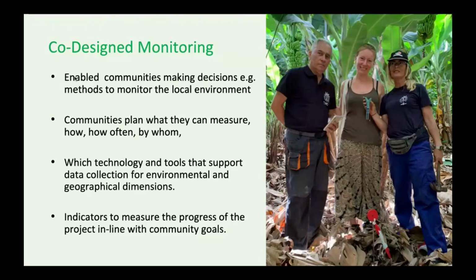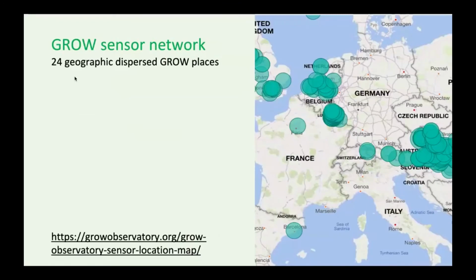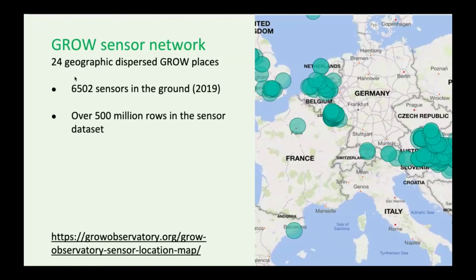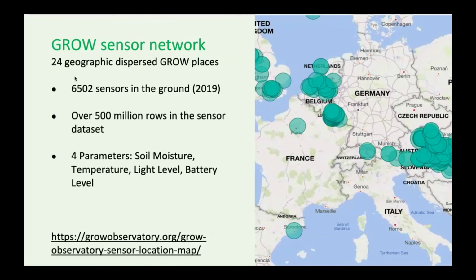So one of the results that we've got from this approach: we had 24 geographically diverse GROW places, all collecting soil moisture, placing over 6,500 sensors in the ground as of 2019, with over 5 million rows of data in the sensor data set, which was continuously monitoring the four parameters that we see here: soil moisture, temperature, light level, battery level, and that was the time span for the data.